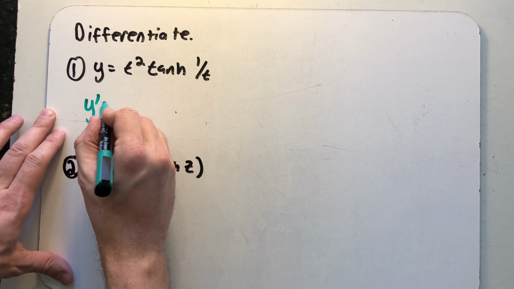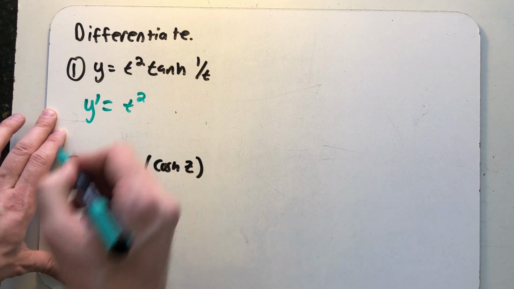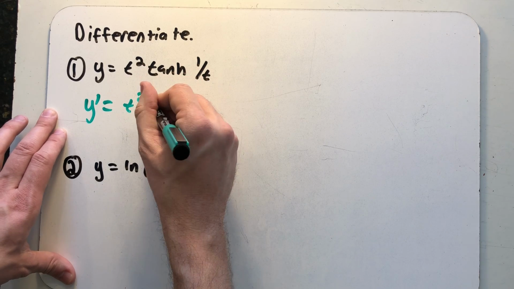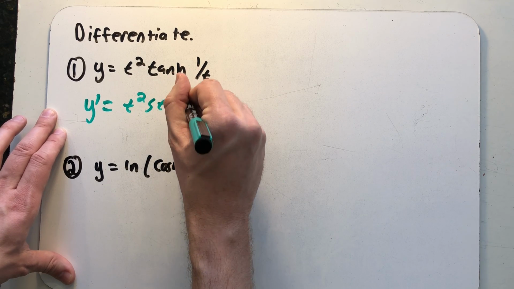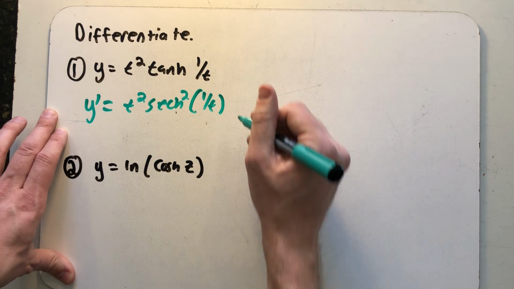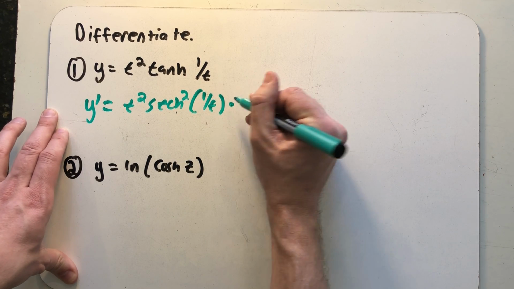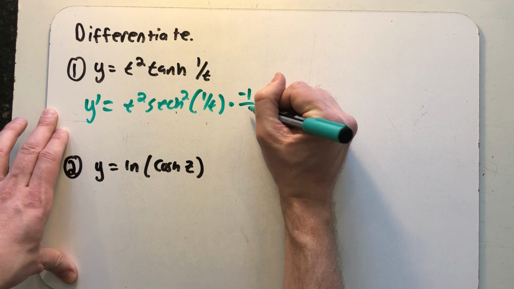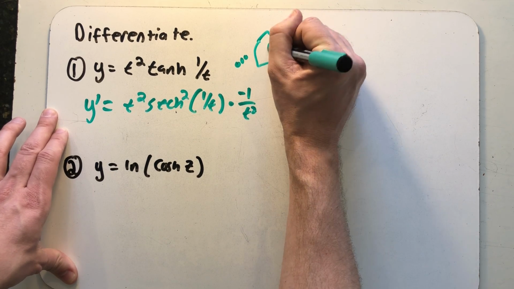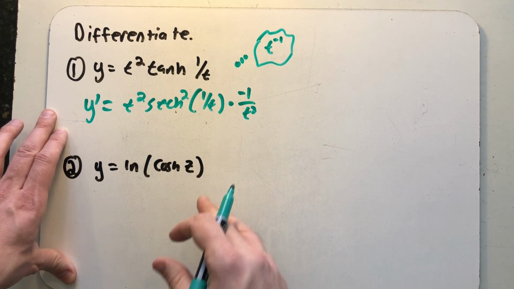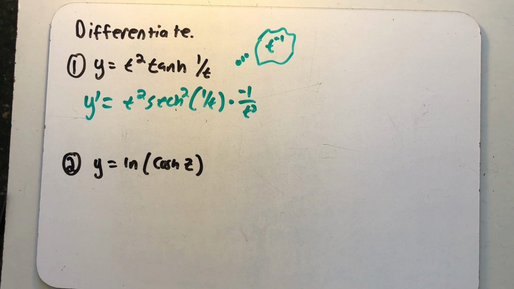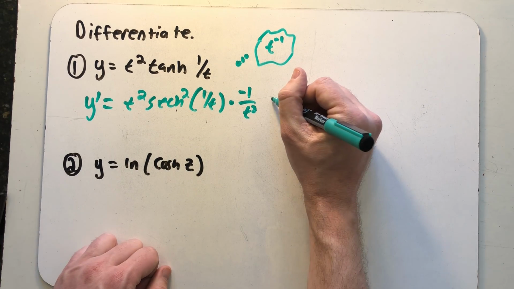The derivative of y is equal to this first function times the derivative of the second. The derivative of hyperbolic tangent is hyperbolic secant squared. And here I need to use the chain rule. So the derivative of 1 over t is minus 1 over t squared. I'm really thinking about this as a t to the minus 1 becoming a minus t to the minus second. But I'm writing it like this because I think it'll be easier to deal with in the end.